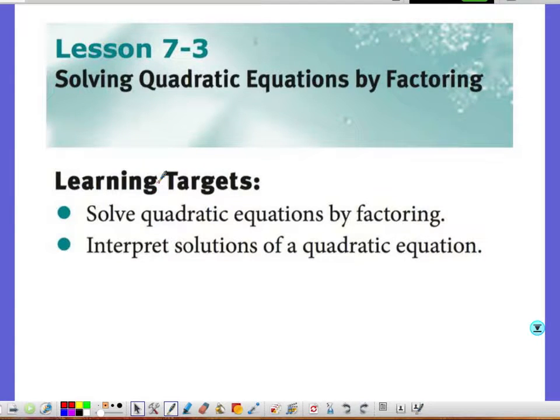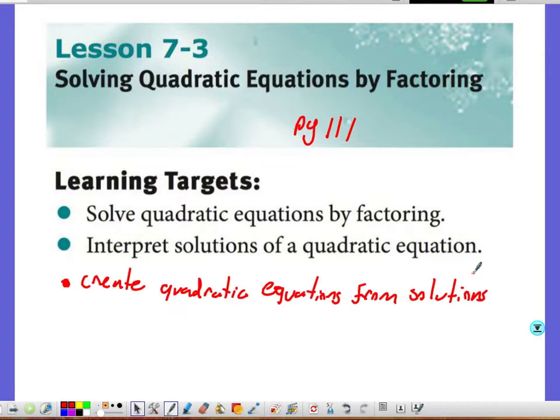Hello, this lesson is on 7-3 and this begins on page 111. So the first thing we're going to do is we want to solve quadratic equations by factoring.